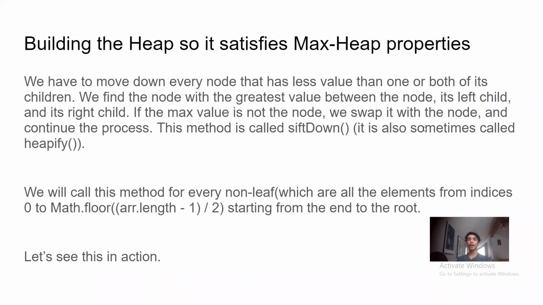Now we have to build a heap so it actually satisfies the Max-Heap properties. We have to move down every node that has less value than one or both of its children. We find the node with the greatest value between the node, its left child, and its right child. And if that value is not the node, we swap it with the node and continue the process. This method is called sift down and is sometimes also called heapify. And we'll call this method for every non-leaf, which are all the nodes that have at least one child. And these are all the elements from indices 0 to math.floor((array.length - 1) / 2). And we're going to start from the end and work our way up to the root.